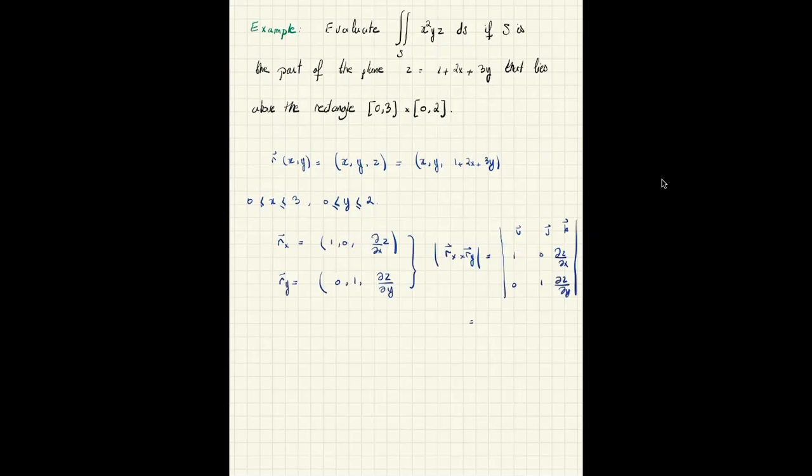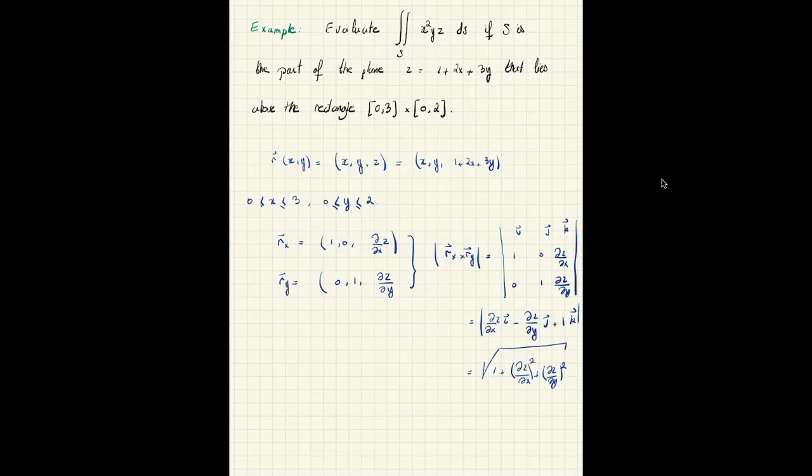This is 0, 0. And it's gonna give you the vector del z del x for i. For j, it will be minus del z del y. And then for k, it will be plus 1. Right? So if you take the norm of this one, it's the square root of 1 plus del z del x squared plus del z del y squared.